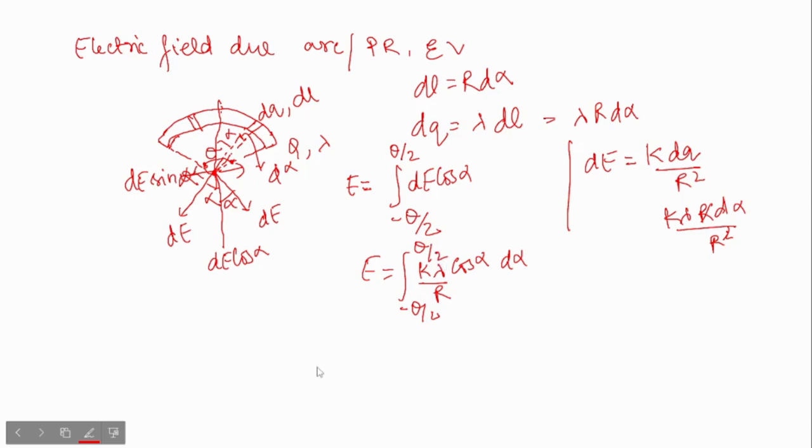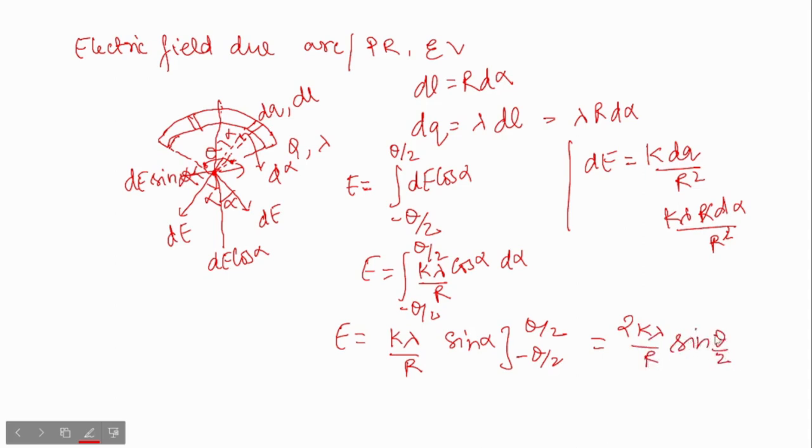Now if you integrate this, E is equal to k lambda by r times sine alpha from minus theta by 2 to plus theta by 2. The result will be 2k lambda by r sine theta by 2. This will be the net electric field at the center of a charged arc, or you can say partial ring.